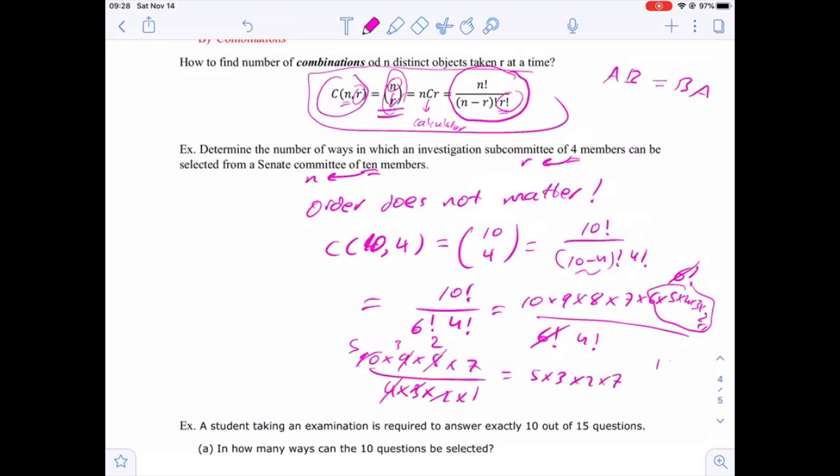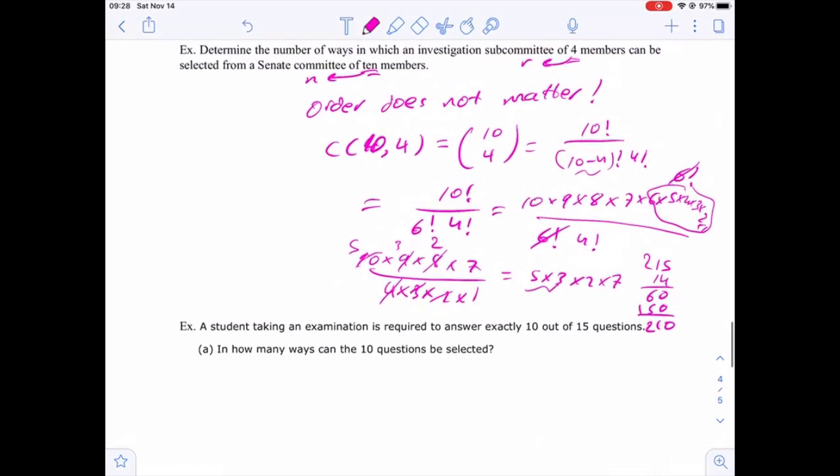So we have 15 times 14, which is 210. So there are 210 ways of choosing 4 members of a subcommittee out of 10 members.